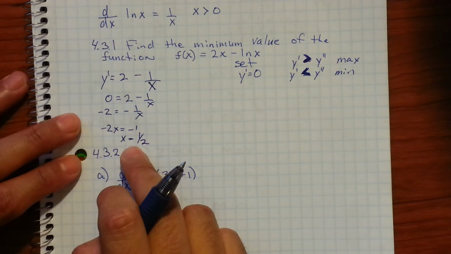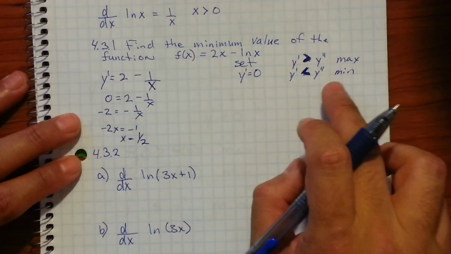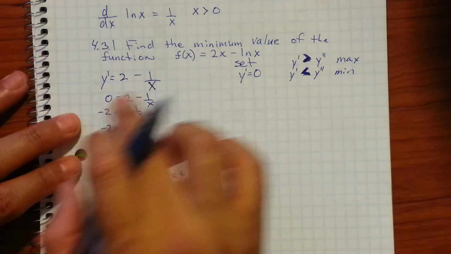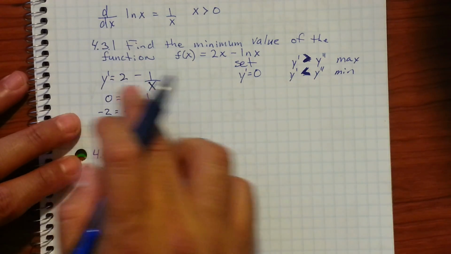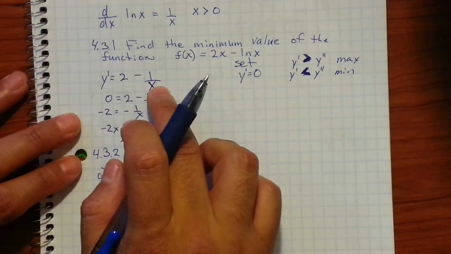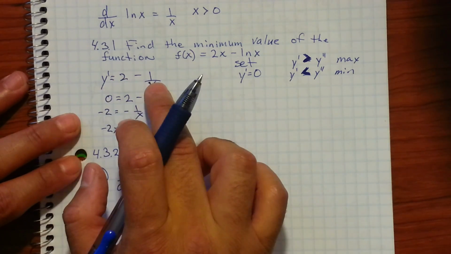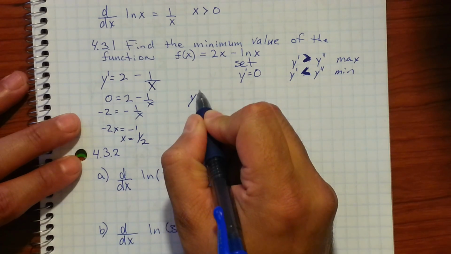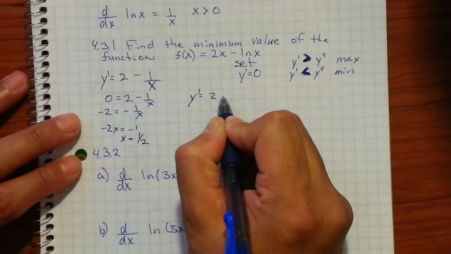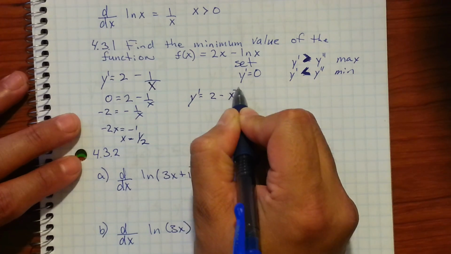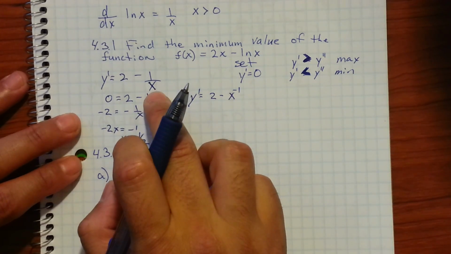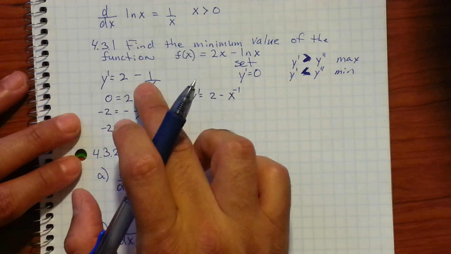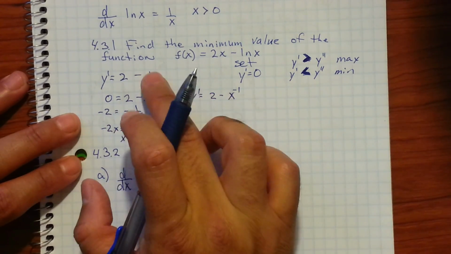Now we're going to see if this is a maximum or a minimum. I'm going to use my first derivative, and now I have to take a derivative of this. To make this look a little easier, I'm going to write the first derivative as 2 minus x to the -1. I could bring the x from the denominator up and give it a negative exponent. That means exactly the same thing as this. So I have the negative exponent.